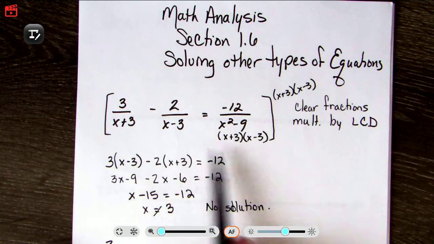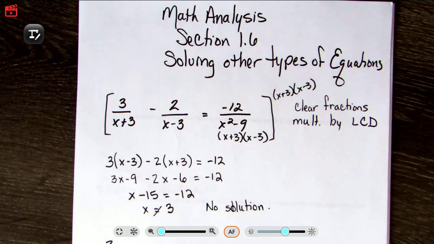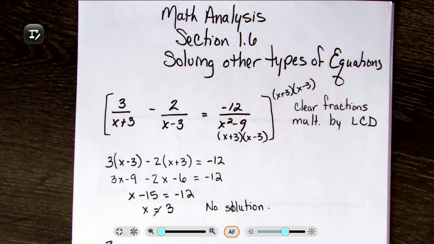It is possible when I do this clearing of the fractions that I have a quadratic, which we learned how to solve in 1.4, and I sometimes will get 2 answers there. It's possible that I can keep one, throw out one. It's possible I keep them both. It's possible I have to throw them both out. So you do need to check.